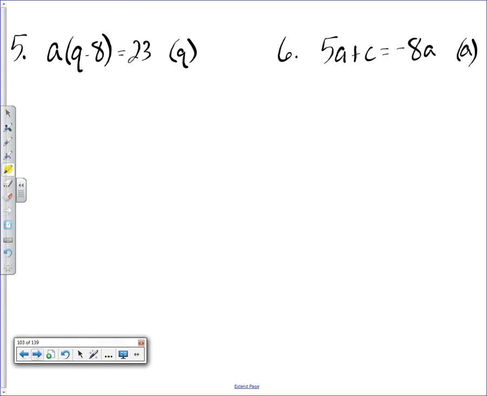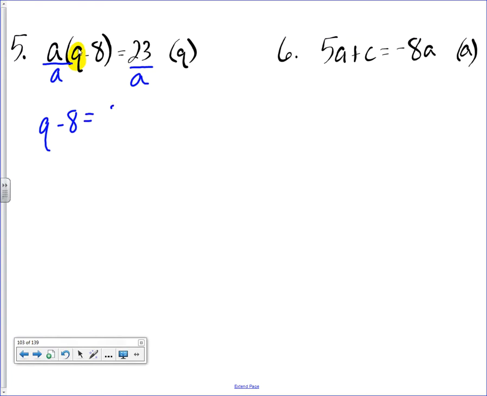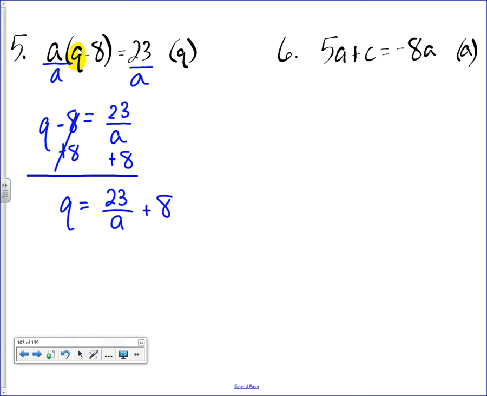Okay, if we look at number 5, I want to isolate the q. You'll notice this time the q is on the inside of the parentheses. So I think I would like to get rid of this a first over here. Now the a is being multiplied by the q minus 8, so I'm going to divide by the a. And I get q minus 8 is equal to 23 over a. Now, notice I didn't need the parentheses over there anymore because there's nothing outside of it. So now to solve for q, I'm going to add the 8. And that 8 needs to be added to that whole fraction. So I'm putting that off to the side. Please do not put it down just in the denominator with the a. That needs to go off to the side as being added to the whole thing.